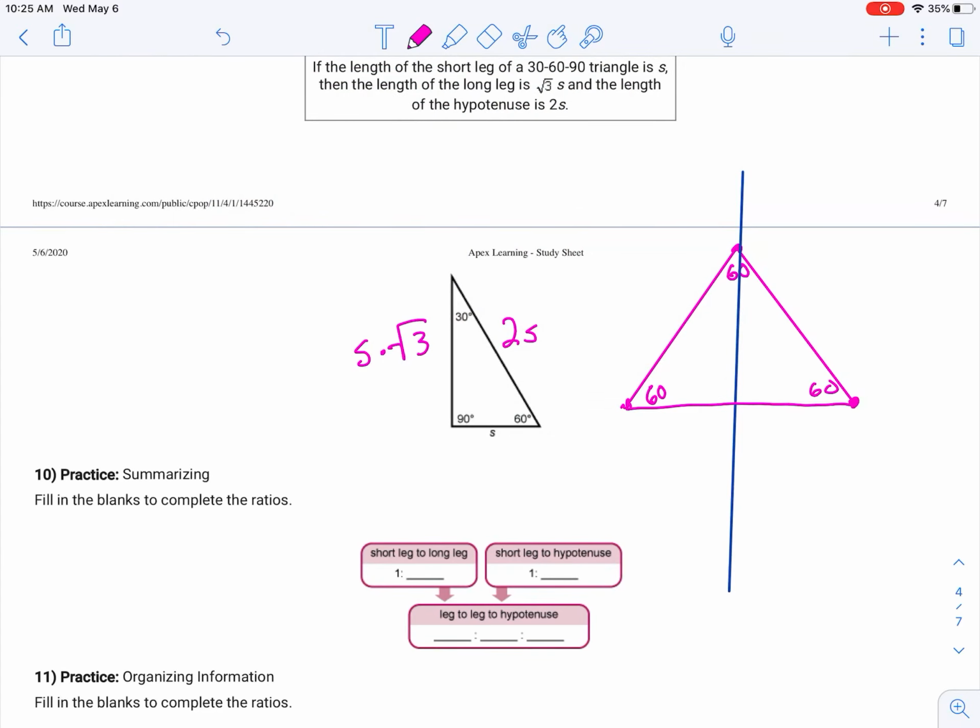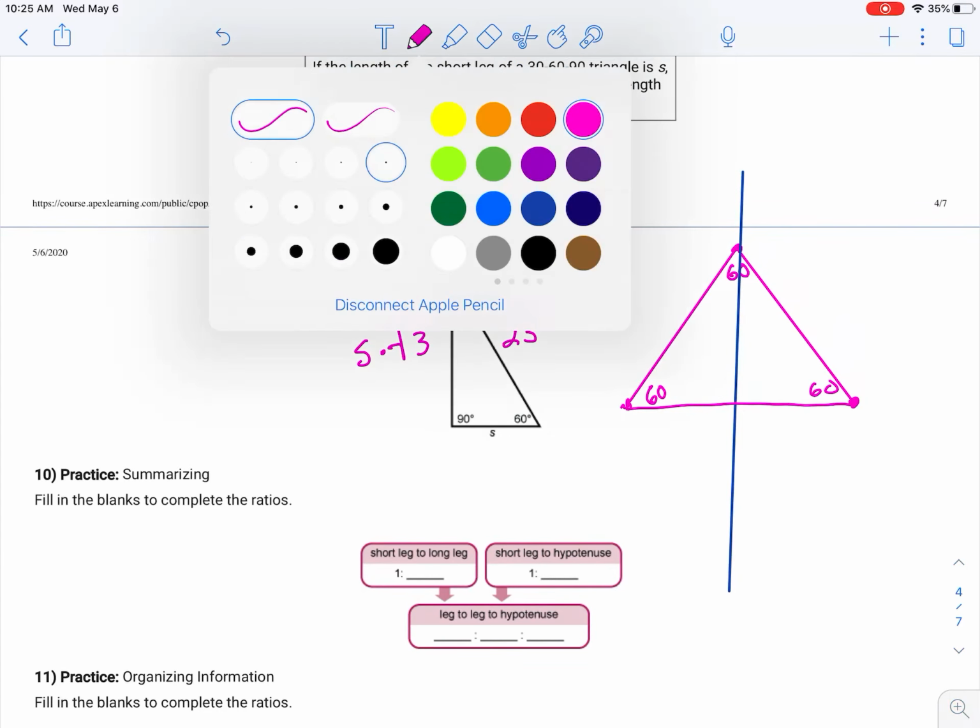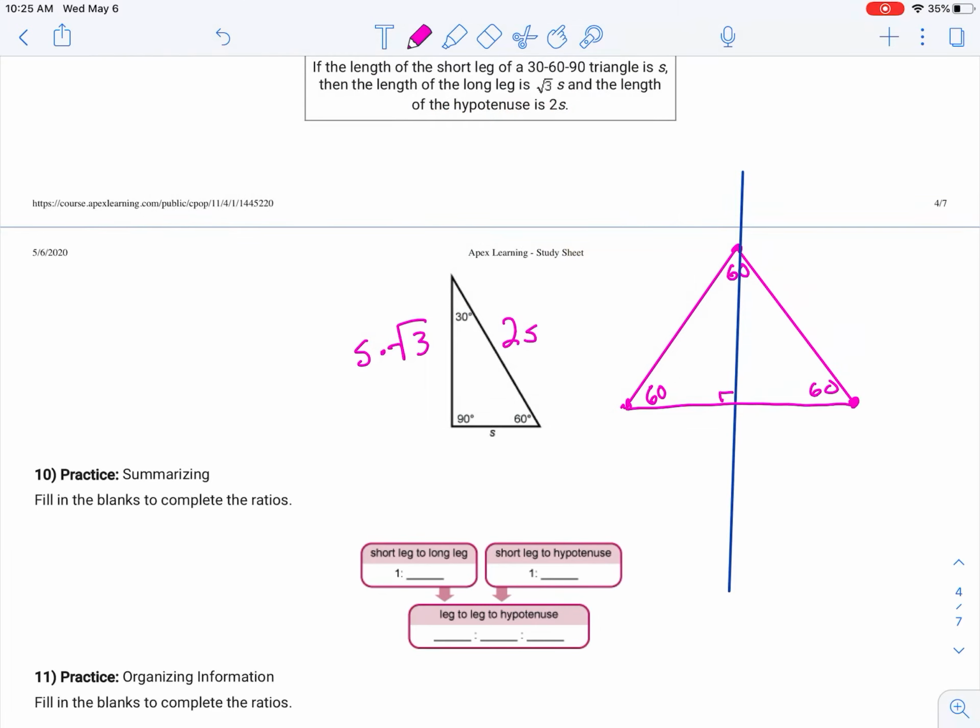Okay. All right, so what have I done? I've drawn an altitude. And what does an altitude do? Altitude makes a 90-degree angle here. Okay? And it also split this into 2 equal parts, making it 30 and 30. So what I have now is 2 30, 60, 90 triangles. So it also divided this side into 2 equal parts.